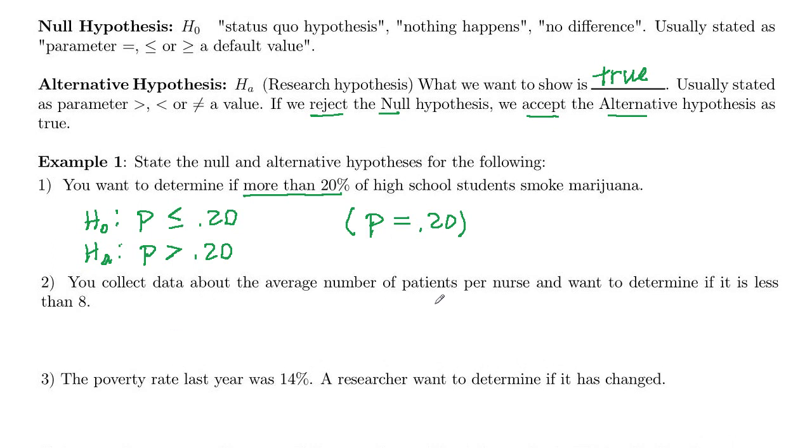You collect data about the average number of patients per nurse. You want to determine if it is less than 8. So we want to show that the average number, so we're dealing with averages, is less than 8. So we've got H0, HA. HA is what we want to show is true. This is dealing with averages or means, so we want to show the population mean mu is less than 8. That's what we want to show. If that's not the case, then that population mean is going to be greater than or equal to 8. So these are, again, opposites of each other.